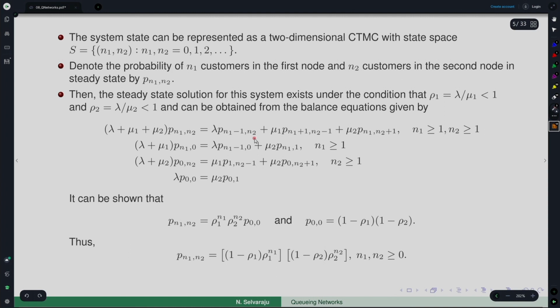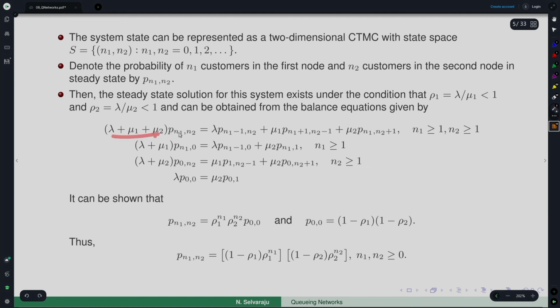You could have been in (n1 minus 1, n2), and there could be an arrival to the first stage, bringing the state to (n1, n2). Or there could be n1 plus 1 in the first stage and n2 minus 1 in the second stage, and a service completion at stage 1 moves one customer from stage 1 to the second node, so the state becomes (n1, n2). Or the system could be in n1 in the first node and n2 plus 1 in the second node, and a service completion at node 2 brings the state to (n1, n2).